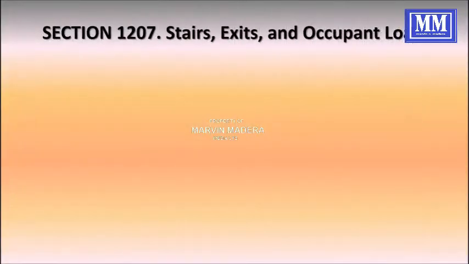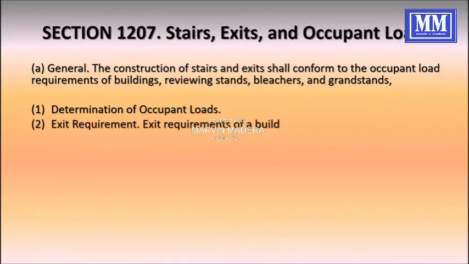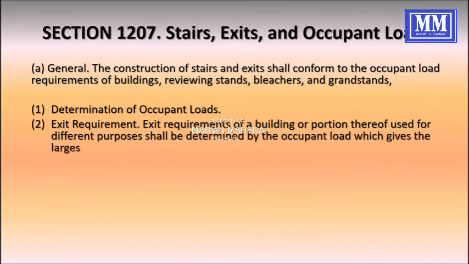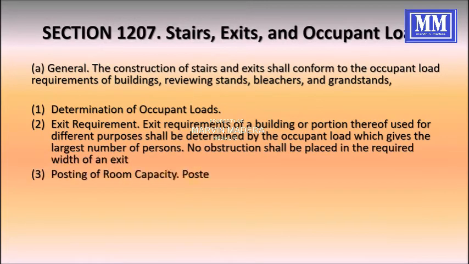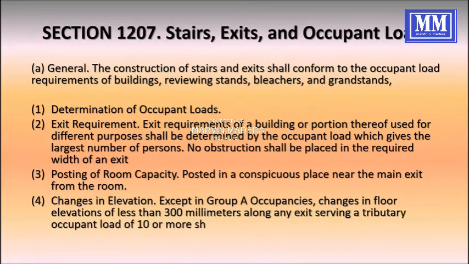Section 1207, Stairs, Exits, and Occupant Loads. General: the construction of stairs and exits shall conform with the occupant load requirement of the building, reviewing stand, bleachers, and grandstand. In the determination of occupant load, exit requirements of the building or portion thereof used for different purposes shall be determined by the occupant load which gives the largest number of persons. No obstruction shall be placed in the required width of an exit. The occupant load shall be posted in a conspicuous place near the main exit of the room. This is the posting of the room capacity.